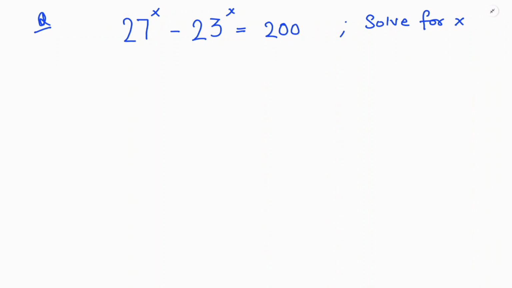I am Upasana Taneja. So we have a question today where we are given that 27 raised to power x minus 23 raised to power x is equal to 200, right? And we need to solve it for x.